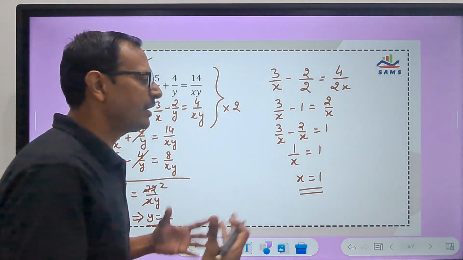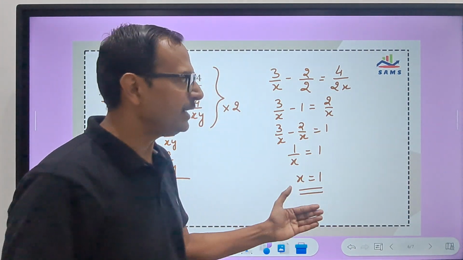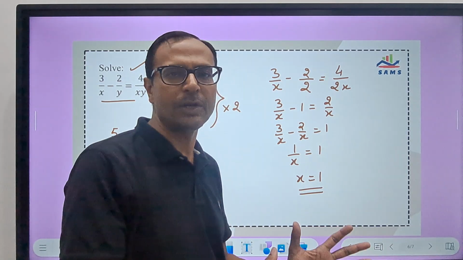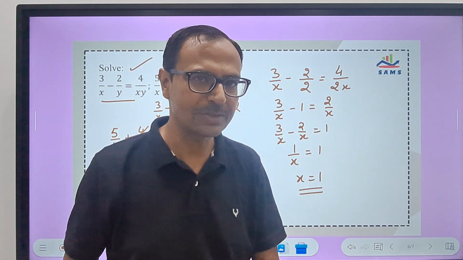So you can see so many different types of questions are there when it comes to equations reducible to linear form, but all of them can be solved using the elimination by equating coefficients, and that's what smart students do.